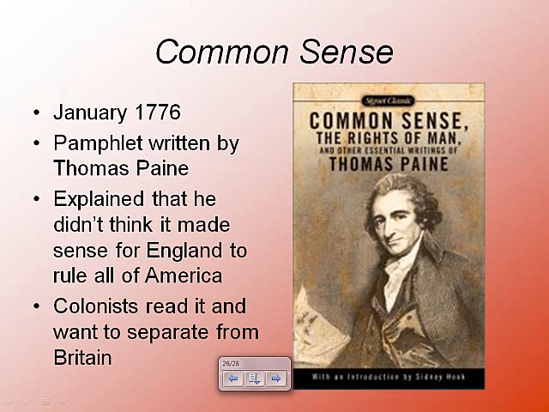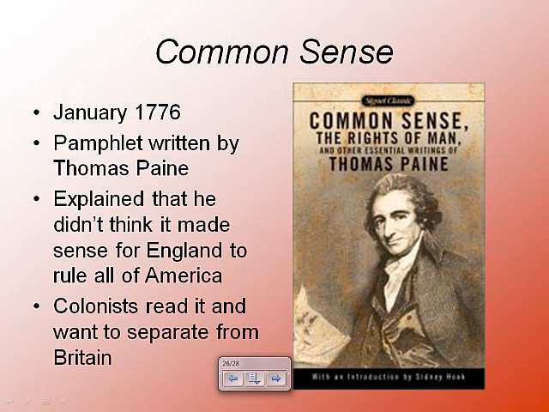So this idea, Common Sense, becomes very widely read and is one of the biggest reasons, or at least it adds fuel to the fire, for why the colonists want to revolt.